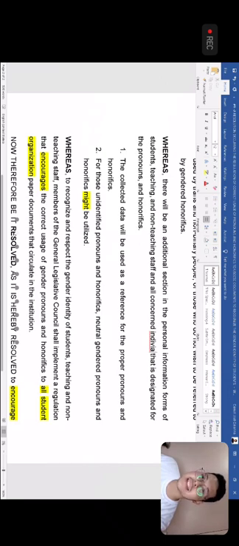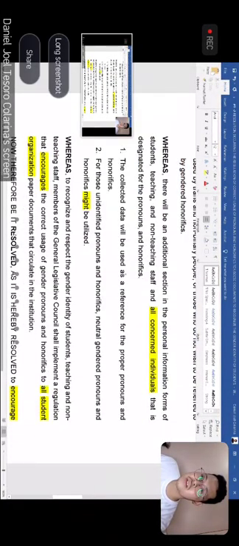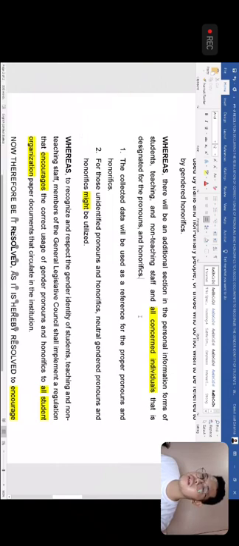One, the collected data will be used as reference for the proper pronouns and honorifics. Second, for those unidentified pronouns and honorifics, neutral gendered pronouns and honorifics might be utilized.